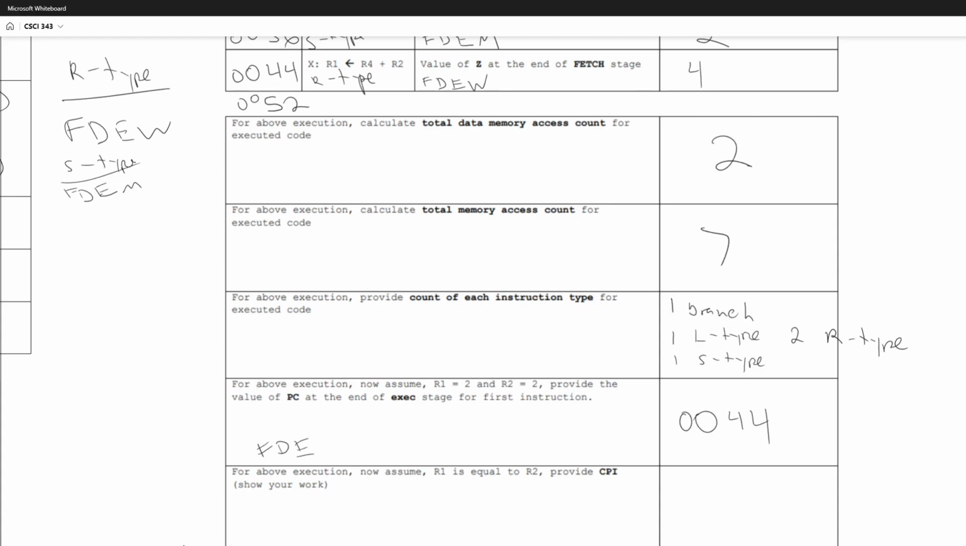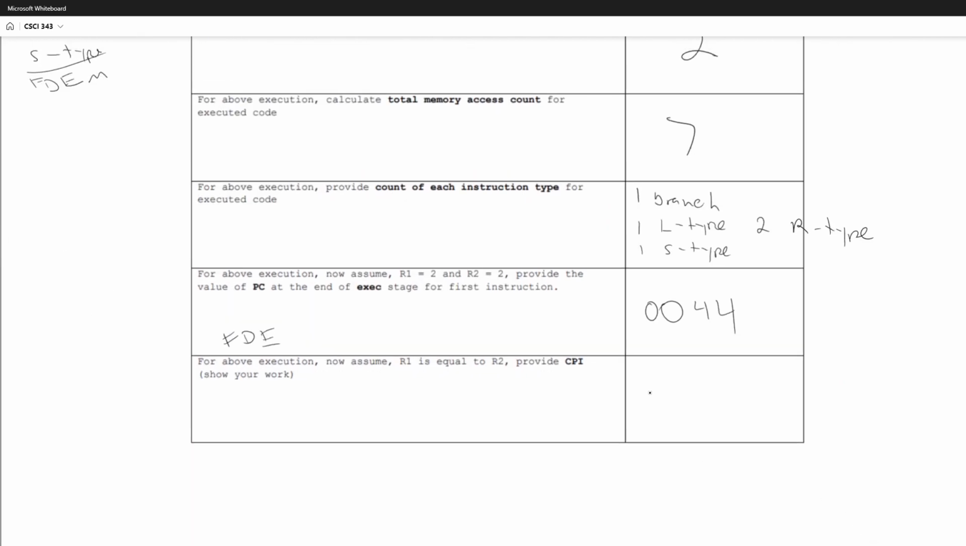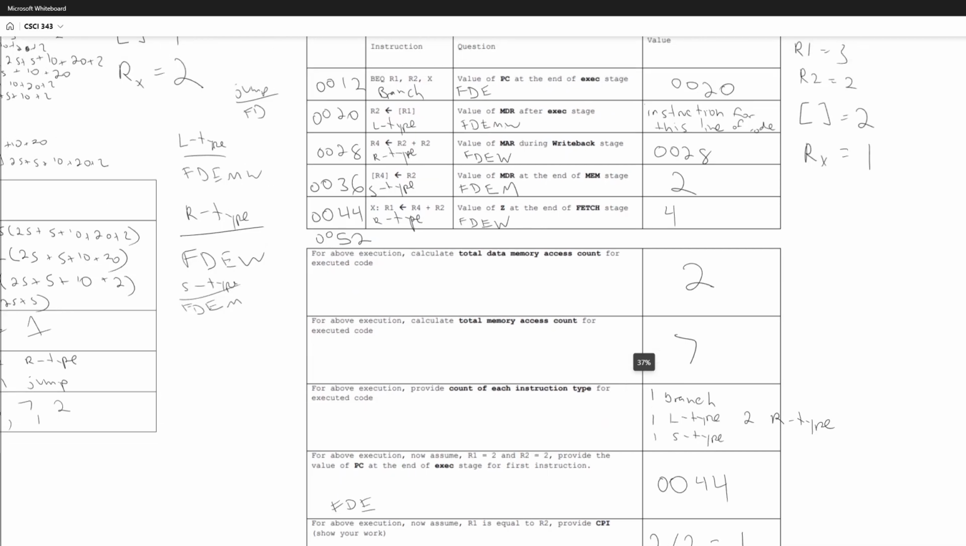For the above execution, now assume R1 is equal to R2, provide CPI. Okay, so if it did jump to that one, line 2, line 3, and line 4 won't run if the branch is equal. So it's only this one and this one. So it should be 2 divided by 2, which equals 1. There's no way to know if our answers are right, but I'm pretty sure this is right.